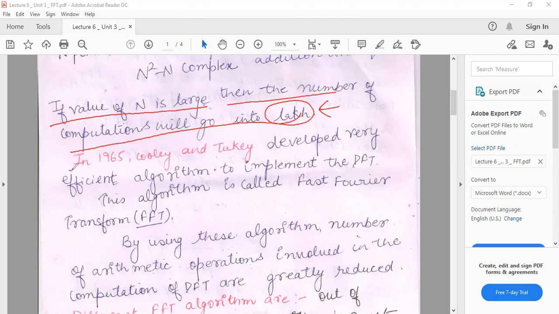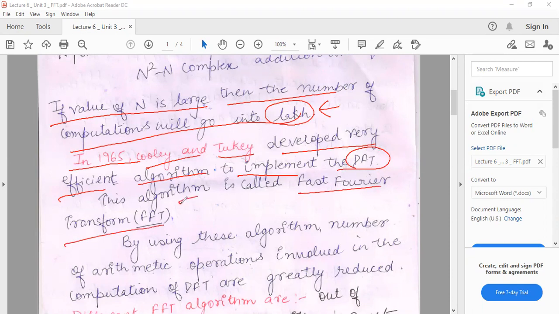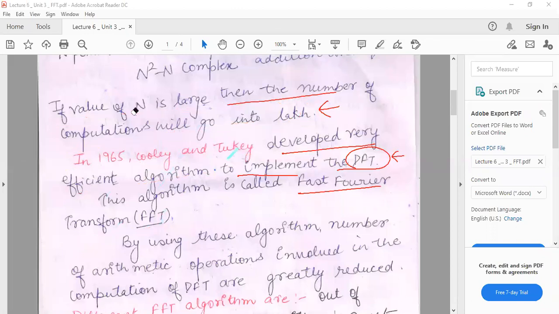So in 1965, Cooley and Tukey developed a very efficient algorithm to implement the DFT. This algorithm is called the FFT. So in FFT also we are doing the DFT only, but in a different way. It has its own algorithm, its own way to compute the Fourier transform, or discrete Fourier transform, of the given system. So let us see what is FFT.